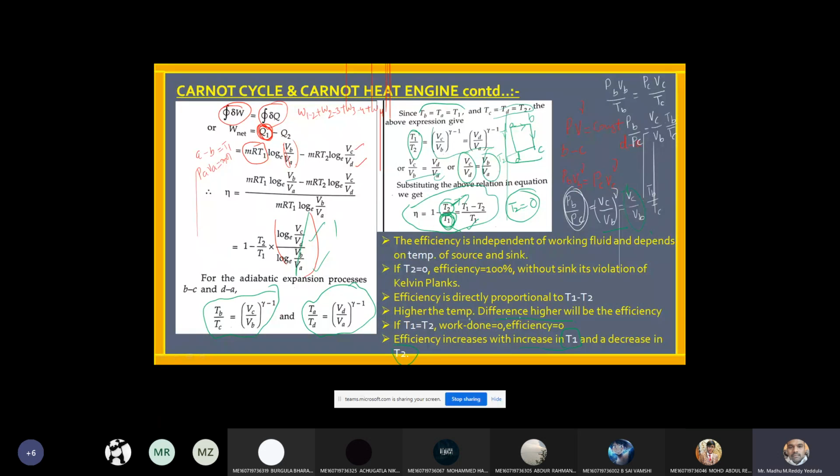Any doubt? Please ask me. Very, very important. Can I proceed to the next? Is this clear, or does anyone require an explanation for this? How to write the temperature ratio in terms of the volume ratio? For this, you need to use two equations. One is the governing law for adiabatic. The second one is the equation of state. I applied it for B to C. Similarly, I can apply it for D to A also.